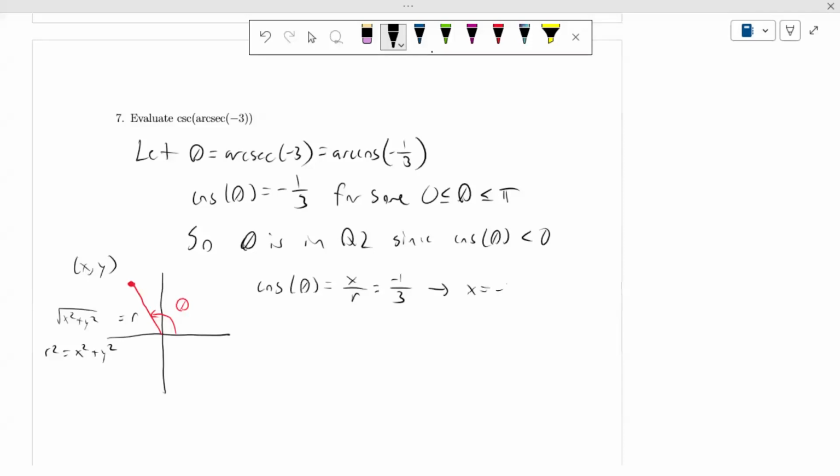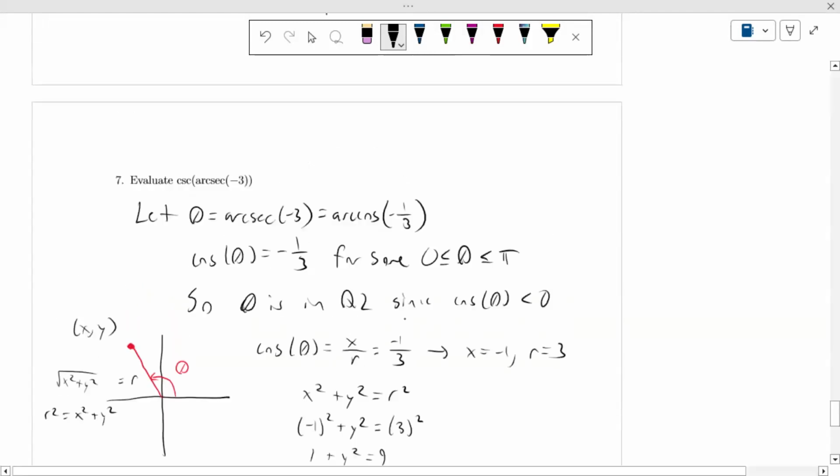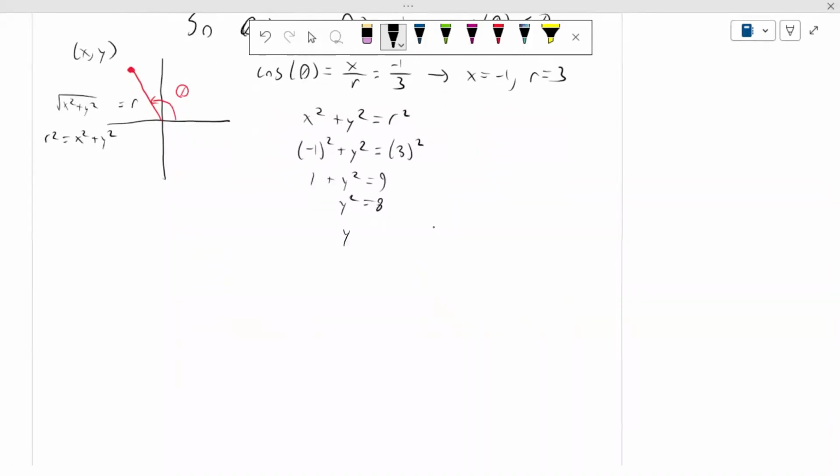So then x can be equal to -1, r can be equal to 3, and now I can solve for y. Remember, x squared plus y squared is equal to r squared. So I have (-1) squared plus y squared is equal to 3 squared. Use parentheses, they are your friends. So y squared is equal to 8, which means y is plus or minus the square root of 8, which is the same thing as plus or minus 2 square root of 2.